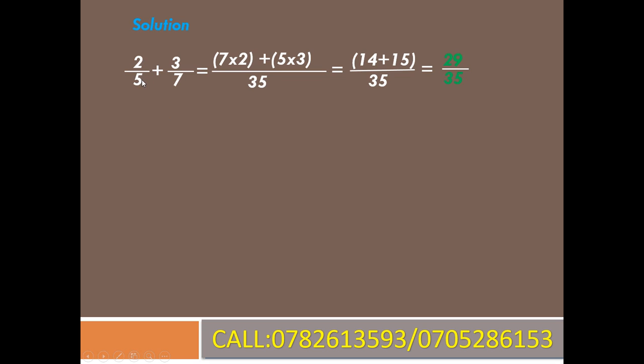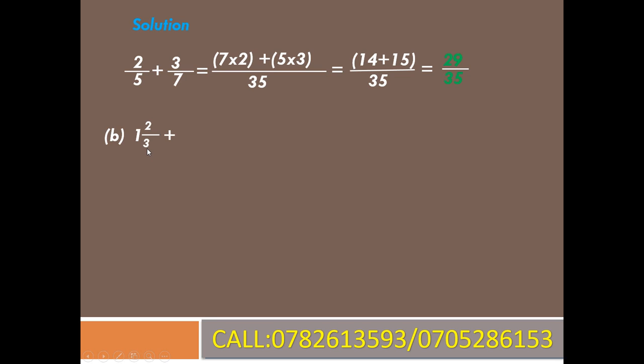So 2 out of 5 plus 3 out of 7, the LCM of 5 and 7 is actually 35. So 35 divided by 5 gives us 7 times 2. Keep the sign plus. 35 divided by 7, which is 5, times 3. Now once you get to this level, the remaining work is just addition. So 7 times 2 gives us 14, 5 times 3 gives us 15, and that gives us 29 out of 35.